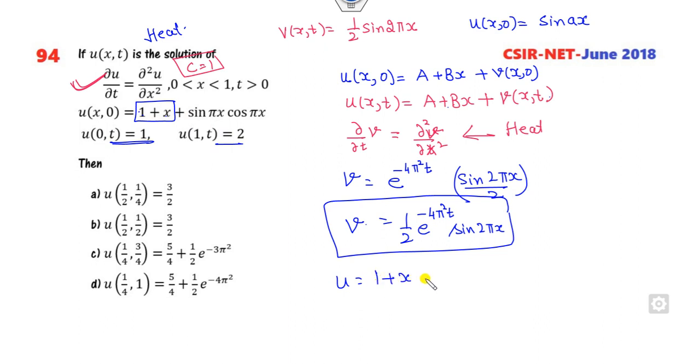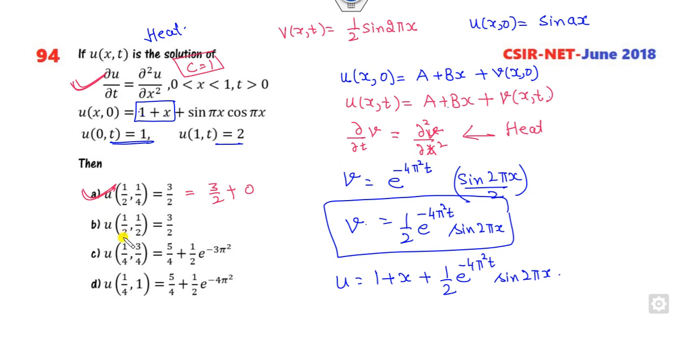So 1 plus x plus half e raised to power 4 pi square t sine of 2 pi x. Now check about the answer. Half comma 1 by 4. When you substitute half, it's a 3 by 2. When you substitute x is half, it's a sine pi. Sine pi is a 0, so answer is correct.